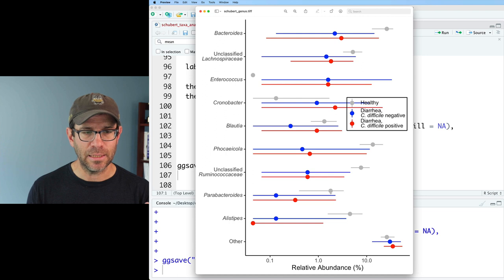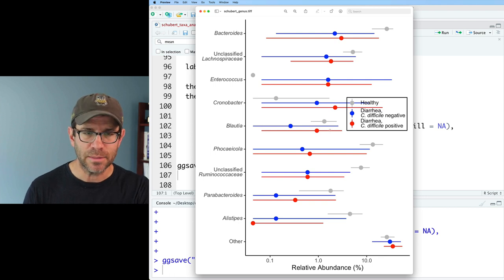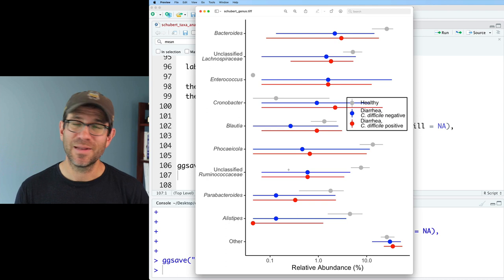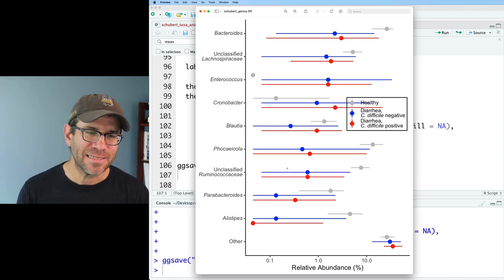And so you can see that this Parabacteroides for healthy is above 1%. This, again, for Elastipes is above 1% and so forth, okay? So we are in good shape there. The next thing I'd like to do before I forget is add a line to indicate the limit of detection.